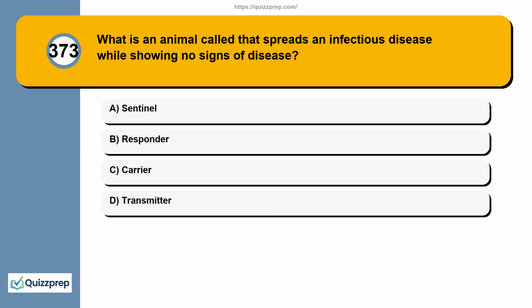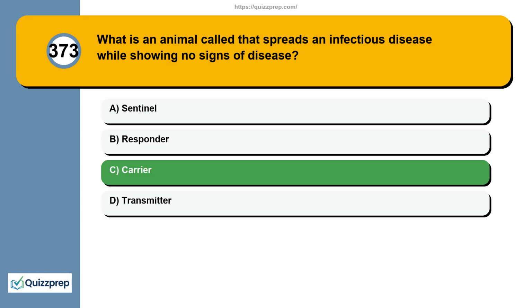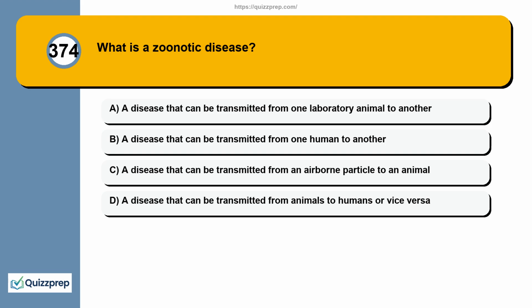Question 373. What is an animal called that spreads an infectious disease while showing no signs of disease? Option A, sentinel. Option B, responder. Option C, carrier. Option D, transmitter. The correct answer is option C, carrier. Carrier.